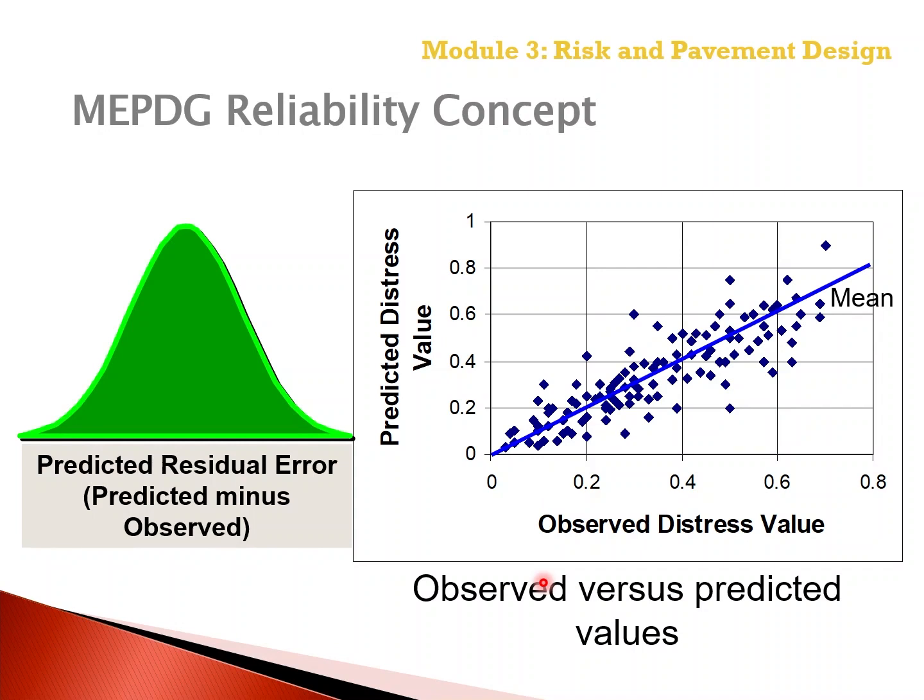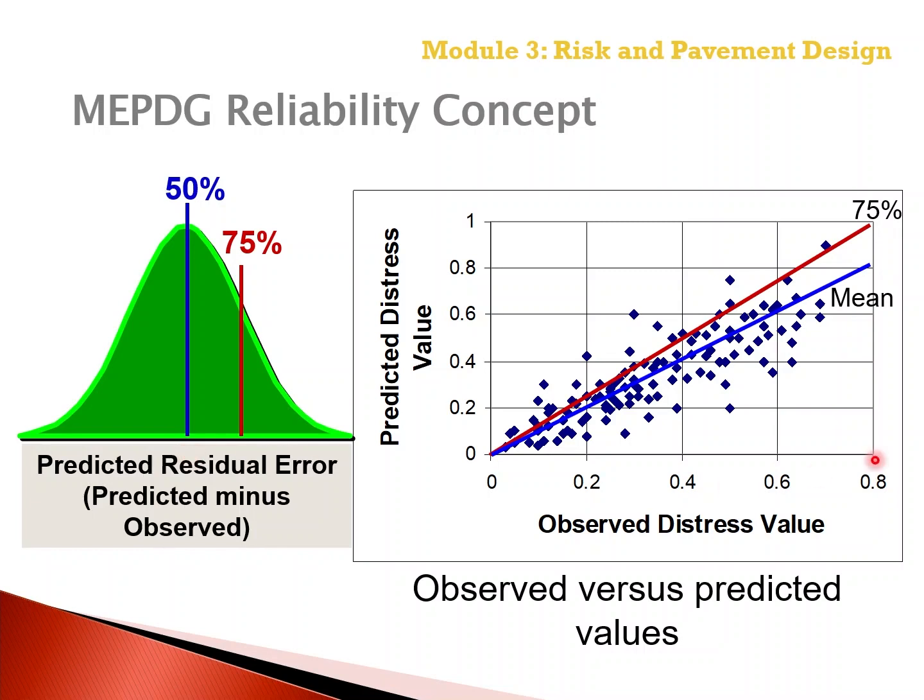Again, illustrating that concept, but including both the normal distribution and the scatter plot between observed and predicted values. This slide illustrates the same concept, but includes the normal distribution of the residual errors, as shown by the normal distribution here. And to restate what was in the previous slide, the blue line basically represents the mean, or a 50% reliability. In other words, 50% of the predicted values are greater than the observed value, and 50% of the predicted values are less than the observed value.